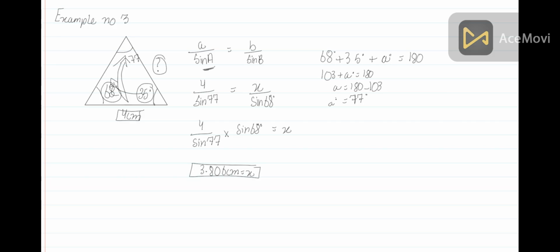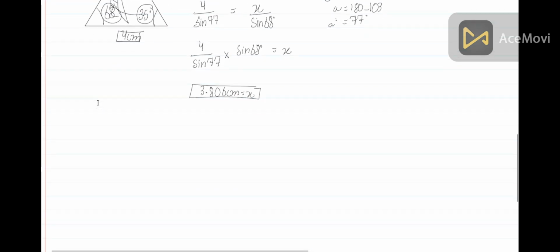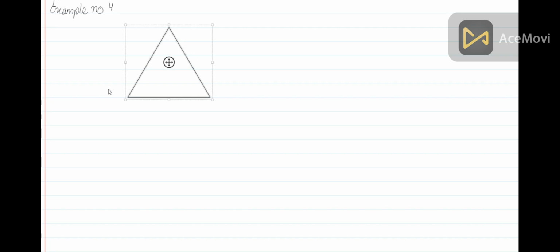Okay, now we are doing the last example. Example number 4. Okay. This triangle is given to you, with sides 11, 12 and 13.